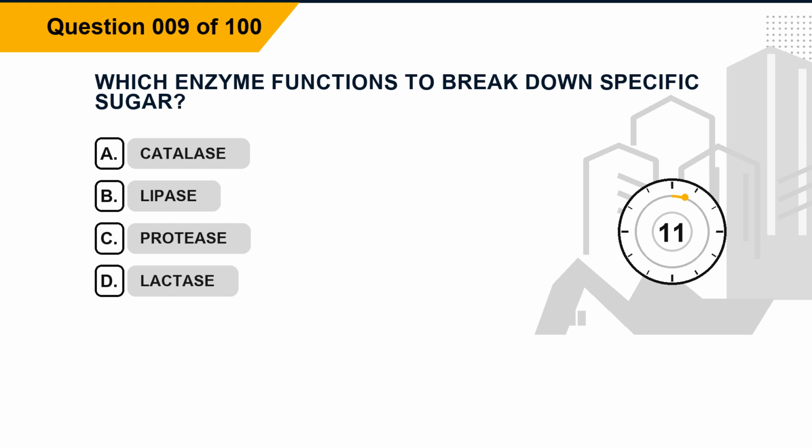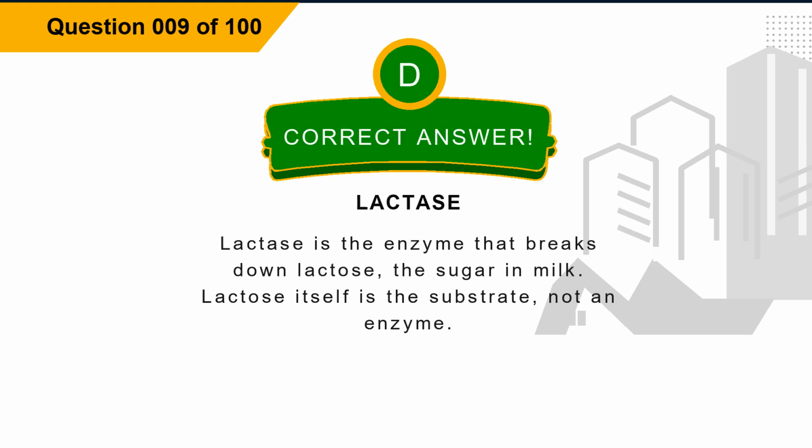Question 9. Which enzyme functions to break down specific sugar? Option A, catalase. Option B, lipase. Option C, protease. Option D, lactase. The correct answer is option D, lactase. Explanation. Lactase is the enzyme that breaks down lactose, the sugar in milk. Lactose itself is the substrate, not an enzyme.